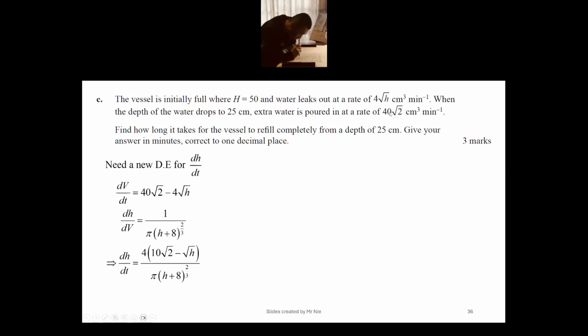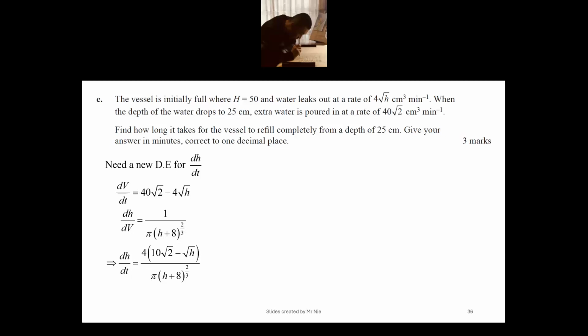And because the inflow rate has changed, you need to apply the related rates again and find a new differential equation for dh/dt. In this case, your new dV/dt is 40 root 2 minus 4 root h. And the dh/dV is still this guy. Therefore, your dh/dt is that divided by pi times (h plus 8) to the power 2 on 3. Just follow the chain rule you did in the previous part.